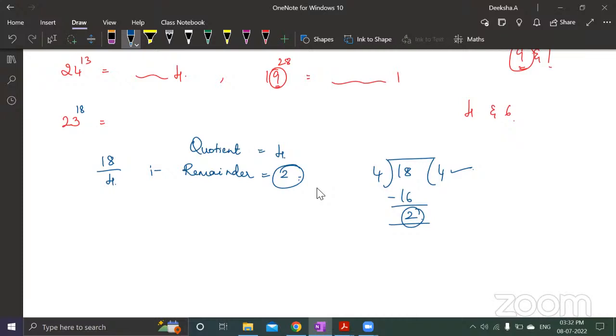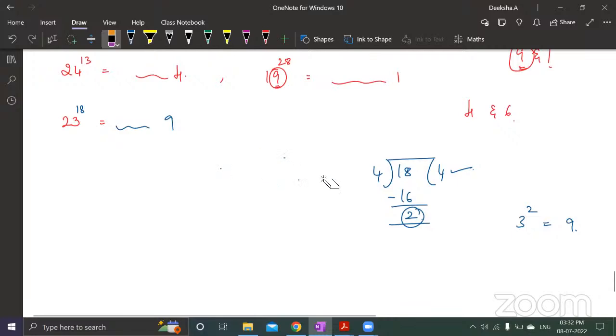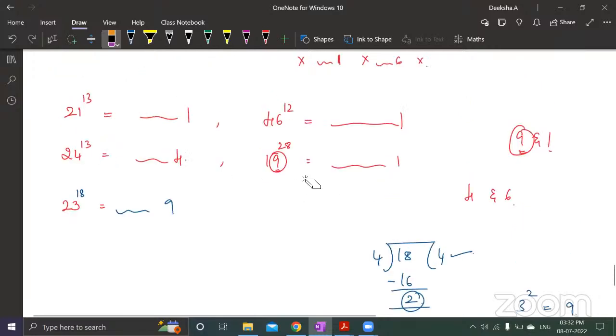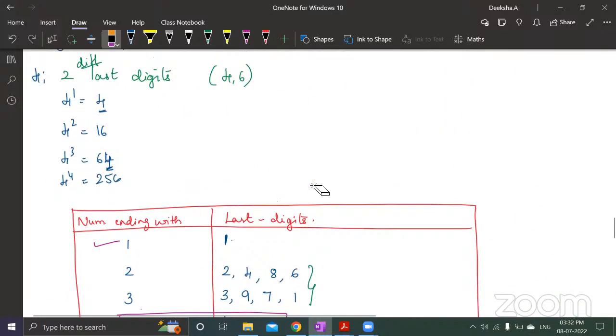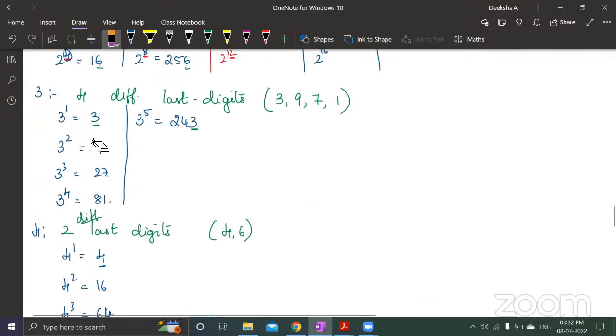What is the second last digit? This base number you have, no? For that itself you take power 2. 9 you get, no? That is the last digit. Understood? So what does it mean? If the number is 3, the second last digit is 9. See, the second last digit was 9, right?